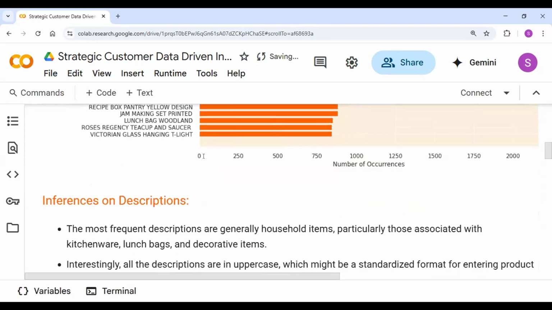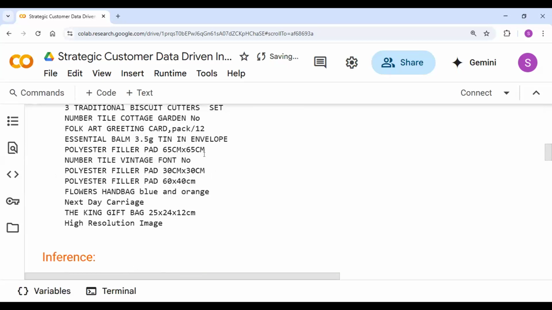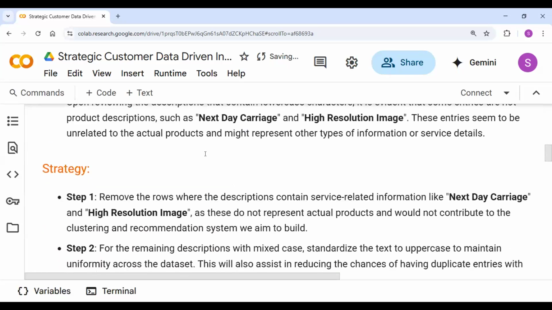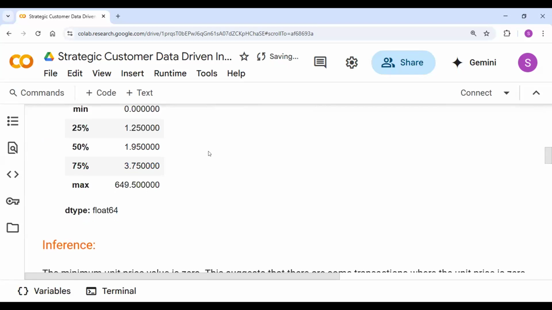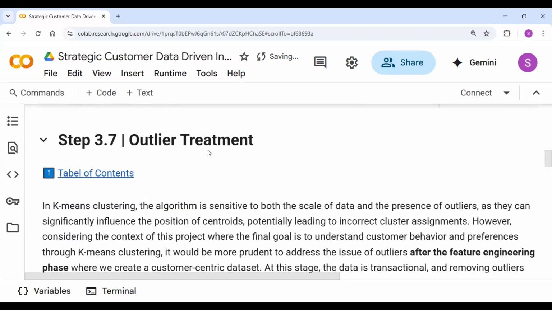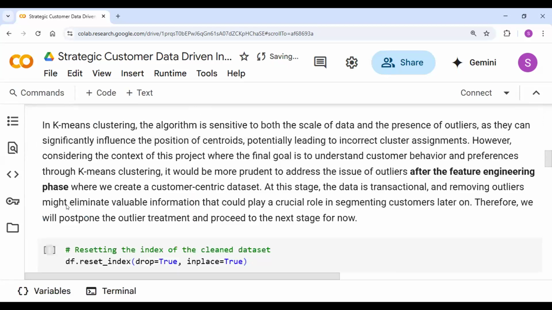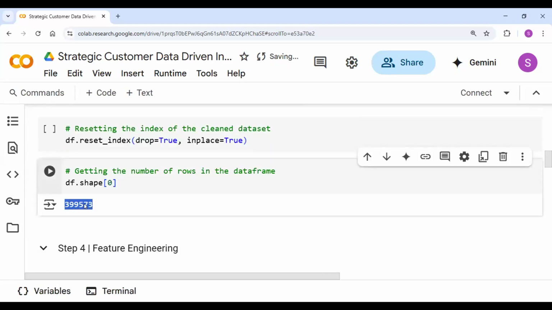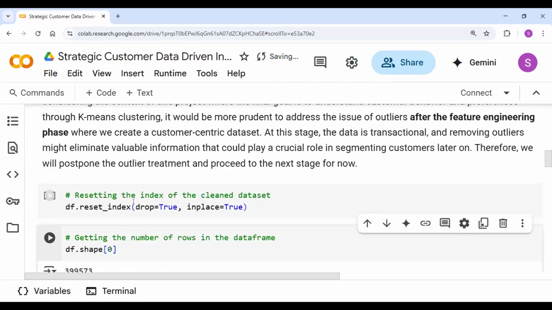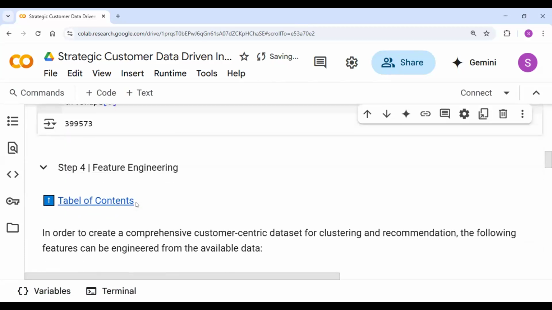Up to this point you can explore. Don't go beyond that, because we still have a lot more things to discuss. Finally, the data cleaning process has completed with 3,99,573 records. After the feature engineering, the outlier treatment and most of the tasks are still to come.